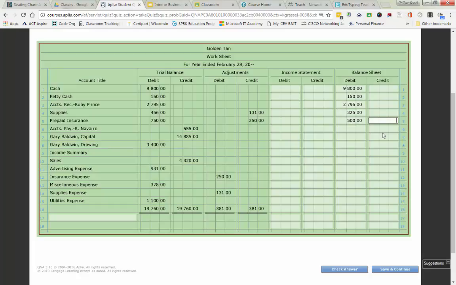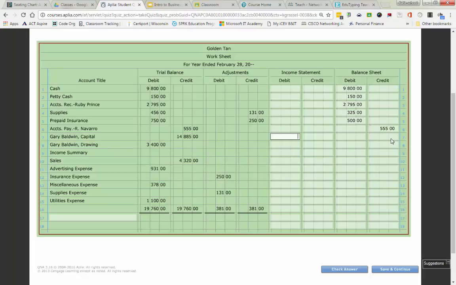Now, when I get to accounts payable, Richard Navarro, R. Navarro, that is going to be a liability, because anytime you see the word payable, you know that it's going to make it a liability account. Liabilities still go on our balance sheet. But what's going to be different about doing accounts payable, Richard Navarro? It's not going to be debited, it's going to be credited. That's it.